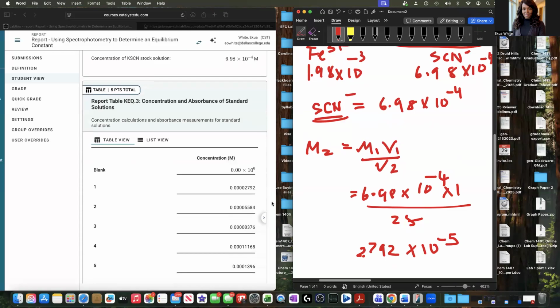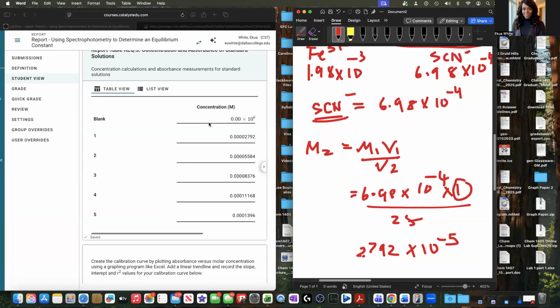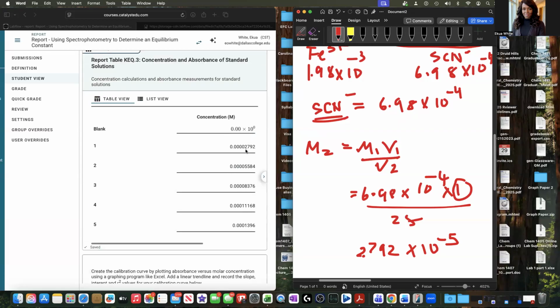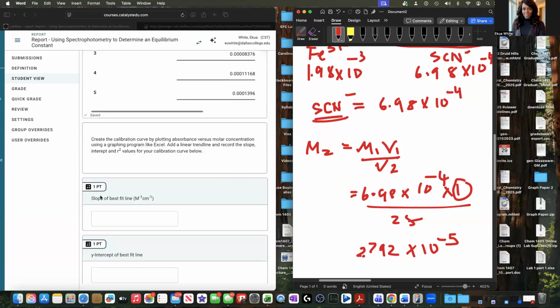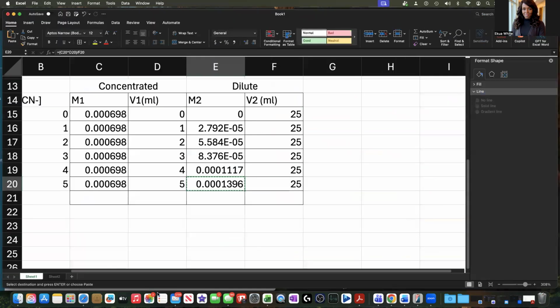And I did the same thing, of course, replacing this with 2 milliliters, 3, 4, 5, and we go all the way through here. That's how we get these numbers, by using the dilution formula. And they wanted us to use the initial concentration of thiocyanate. They gave us this number, not the number that was written up there.